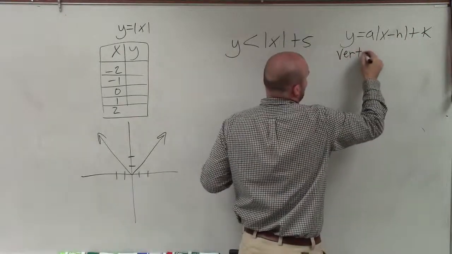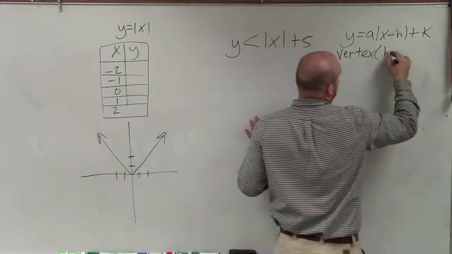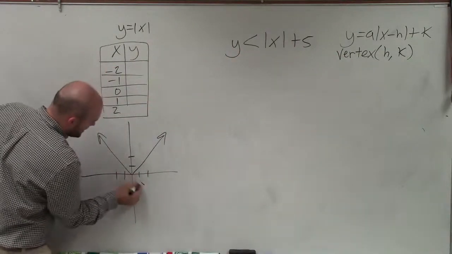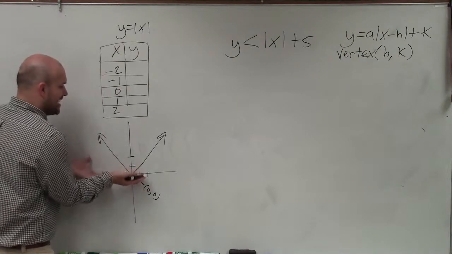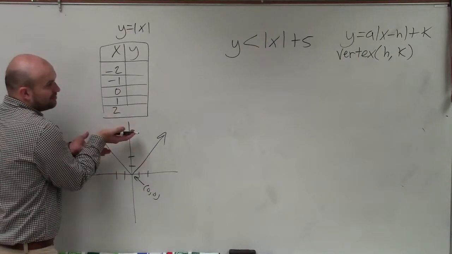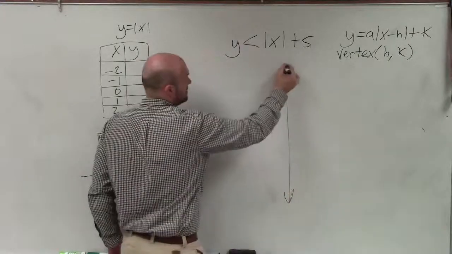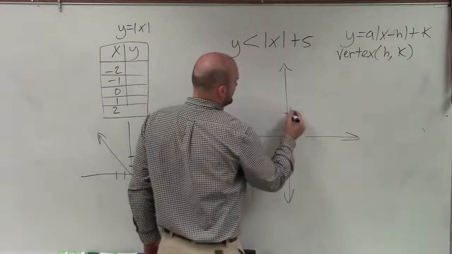So remember, when we're adding any kind of number outside of our absolute value, that is going to affect the y value of the vertex. Because here, our vertex is at 0, 0. But if now my vertex is at positive 5, that means this whole graph is being moved up 5 units. So the first thing I'm going to do is plot in my new vertex. 1, 2, 3, 4, 5.